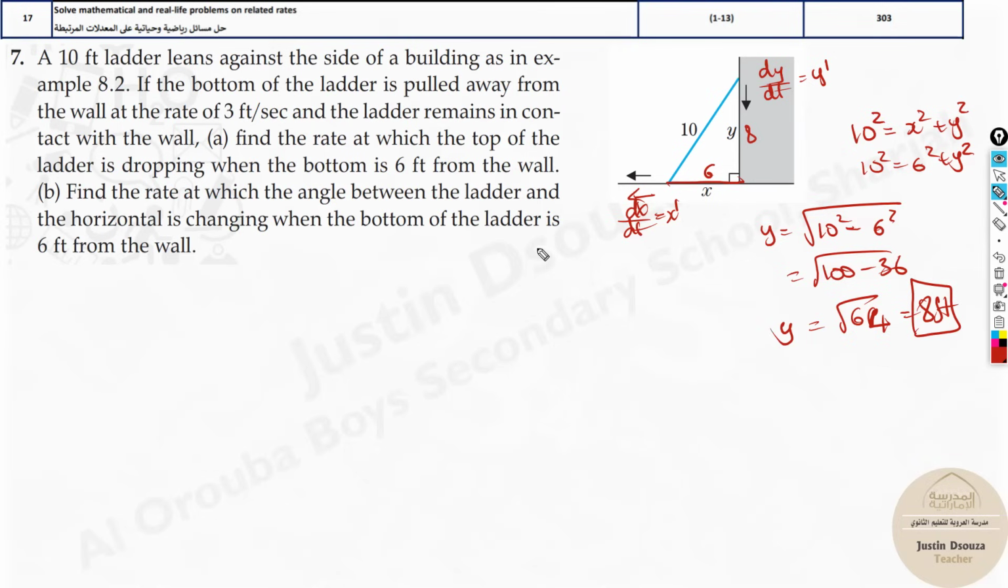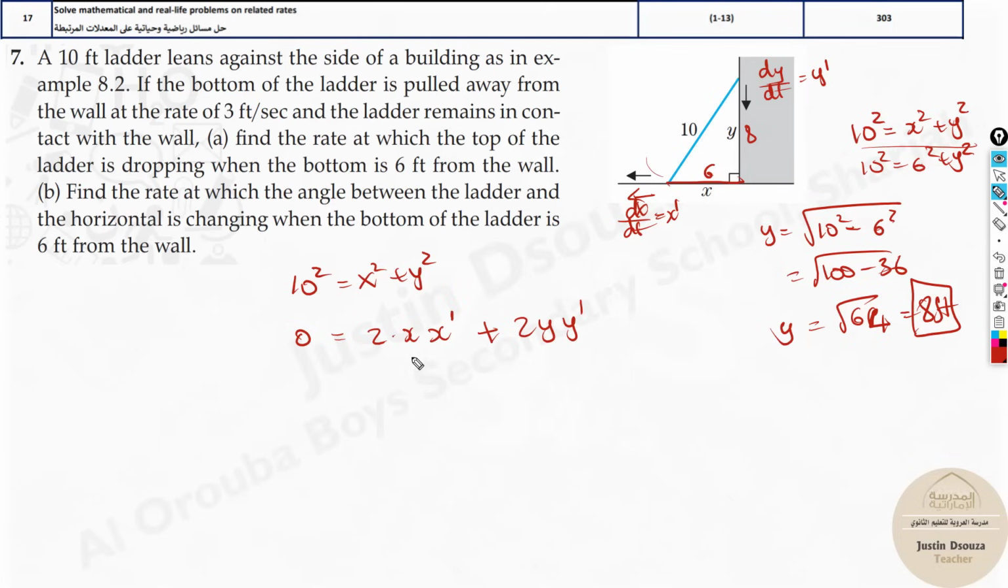Now what do we need? We need to find this y dash. How can we connect all this? Same Pythagoras theorem, isn't it? This formula itself. I'll write it out over here again. 10 square is equal to x square plus y square. Now differentiate on both sides. Over here it's a constant, so it becomes 0. It'll be 2x into x dash, because we're doing it with respect to time, plus 2y into y dash.